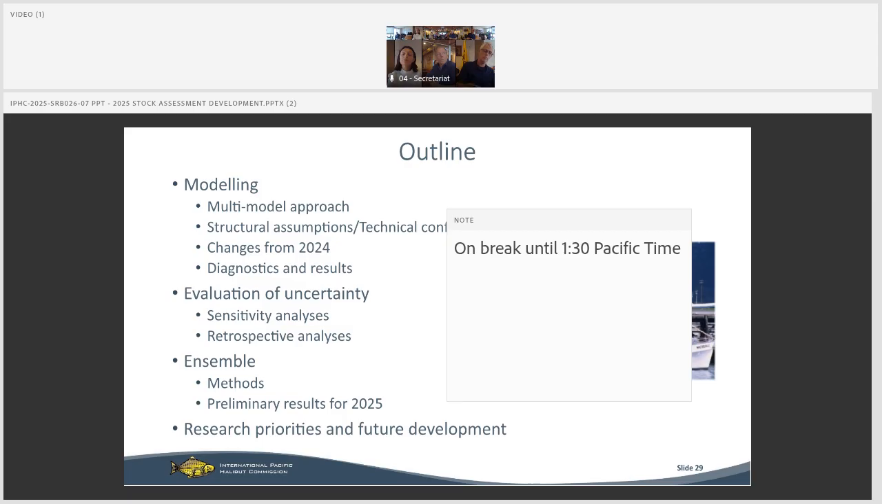So we're back, continuing on with the stock assessment section. Whenever you're ready. Okay, maybe I'll just check and see if there are any questions that popped up related to data sets, inputs, before I continue on to the modeling. We can, of course, get back to anything later on in the presentation as well.